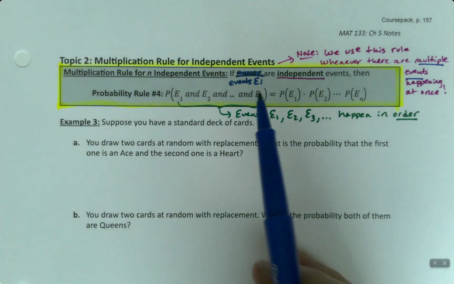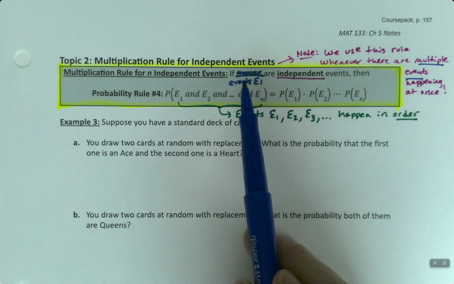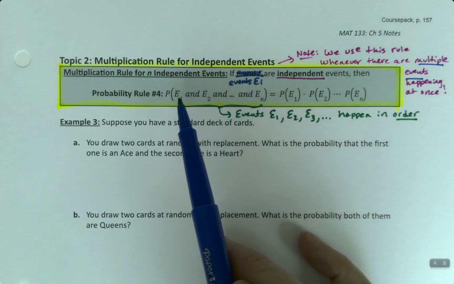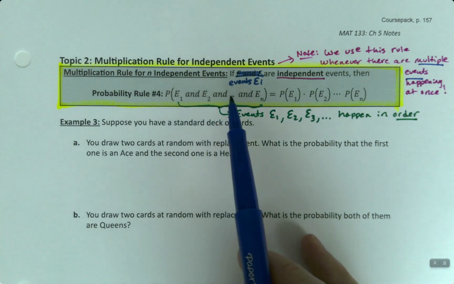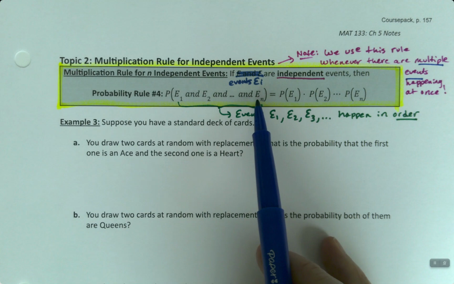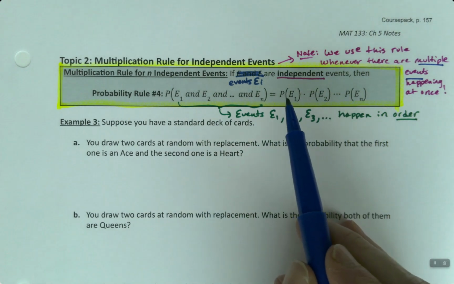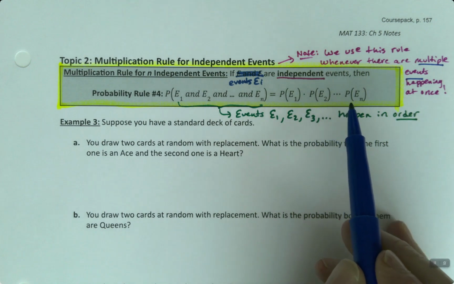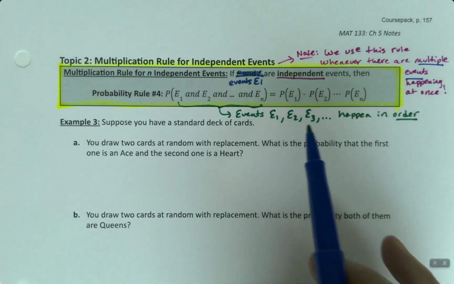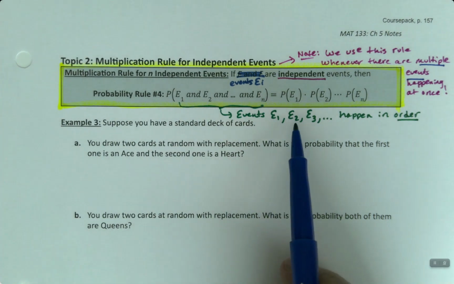Next, there was a bit of a typo. It should be events E_i. I'll fix that for future semesters. But it's basically saying, if you want the probability that event 1 happens and event 2 happens and then event 3 happens and then event 4 happens and so on, what you do is you multiply the probability of event 1 times the probability of event 2 times the probability of event 3 and so on. Keep in mind that these events are happening in an order. There's an order to this. There's first this, then this, then this.